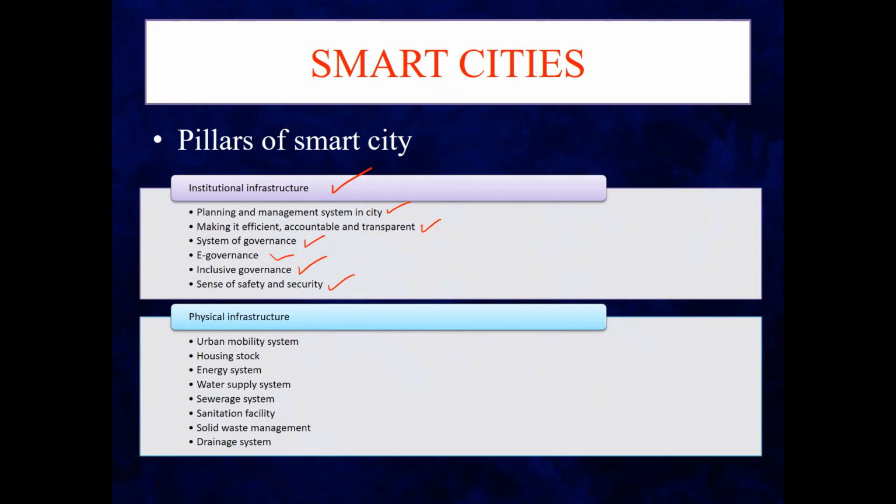First pillar is institutional. Second pillar is physical, meaning urban mobility system, housing stock, energy system, water supply system, sewage system, sanitation facility, solid waste management and drainage system. These are the physical infrastructure.